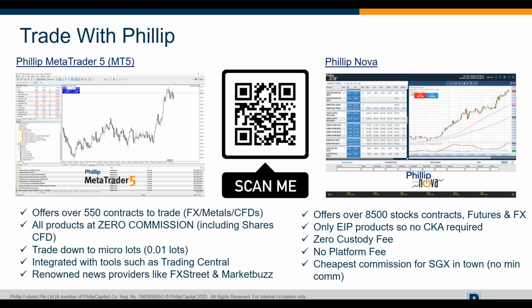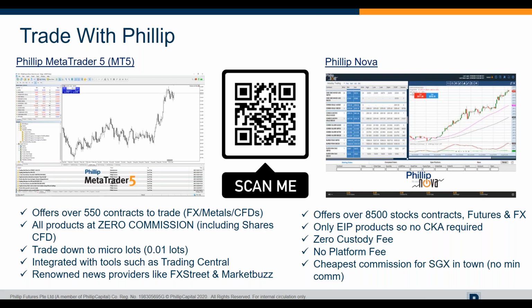A little bit of information about the trading platforms that we have. Basically, we offer two trading platforms. The first is the Phillip MetaTrader 5, which is what we've talked about, CFD trading, to hedge your positions if you have a long-term cash market. With it you can also trade precious metals and Forex, like gold and silver. You can trade from very small sizes, from micro lots for Forex, and we also have a bunch of cool trading tools like Trading Central. We'll talk more about this platform next week.